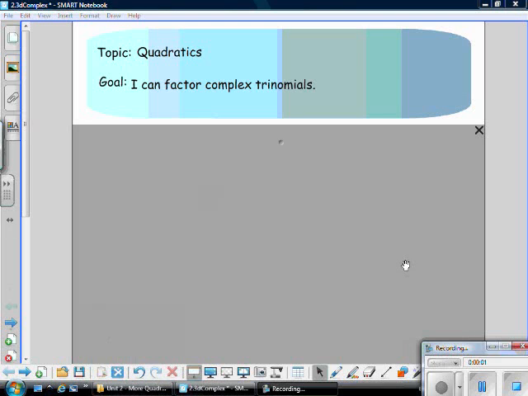Today is the last formal lesson on factoring. And then what we need to be able to do is take our factoring and do something else. It's not just a matter of factoring. We have to be able to do something after we've factored. So that's why factoring is so important.